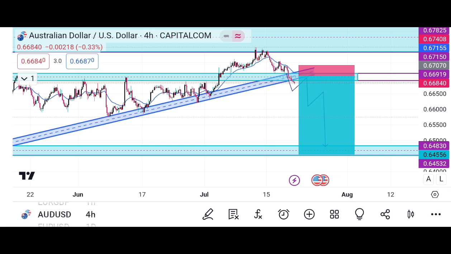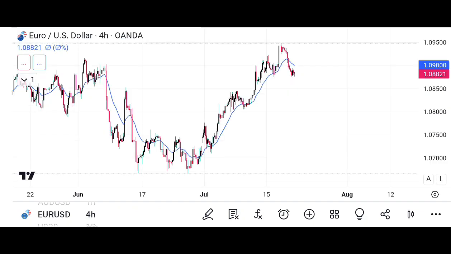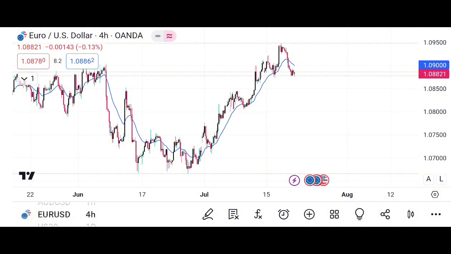Let me go to EUR USD, then I go to the last pair, which is USD JPY. Those are the only pairs I'm going to be focusing on. I don't want to focus on too many pairs because I don't want to confuse myself with trades I'm supposed to take. I'm only going to take the trades I've prepared for, which are the three pairs: the DXY, the AUD USD, the USD JPY, and I might be analyzing gold for you guys as a bonus analysis.